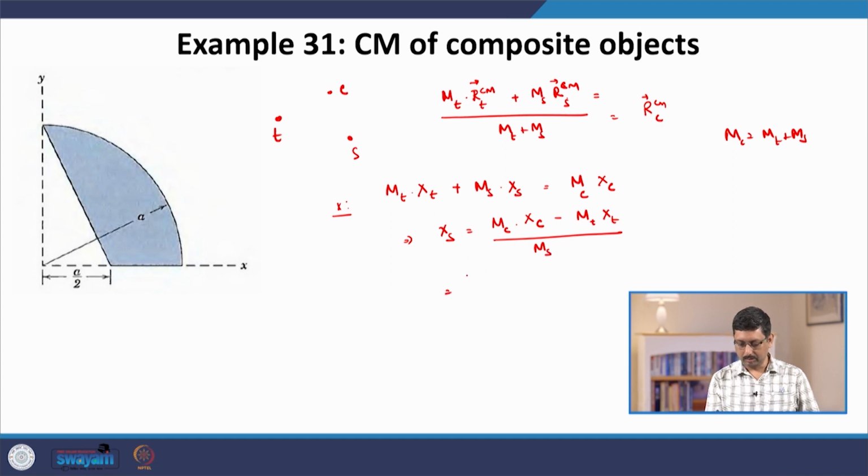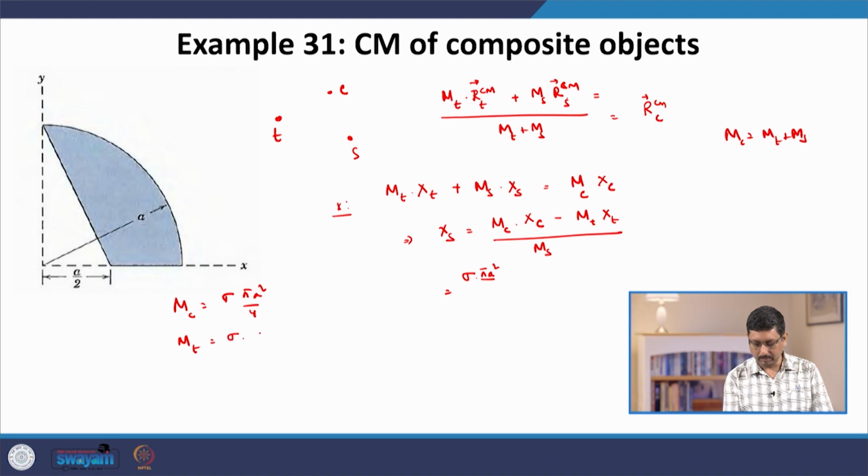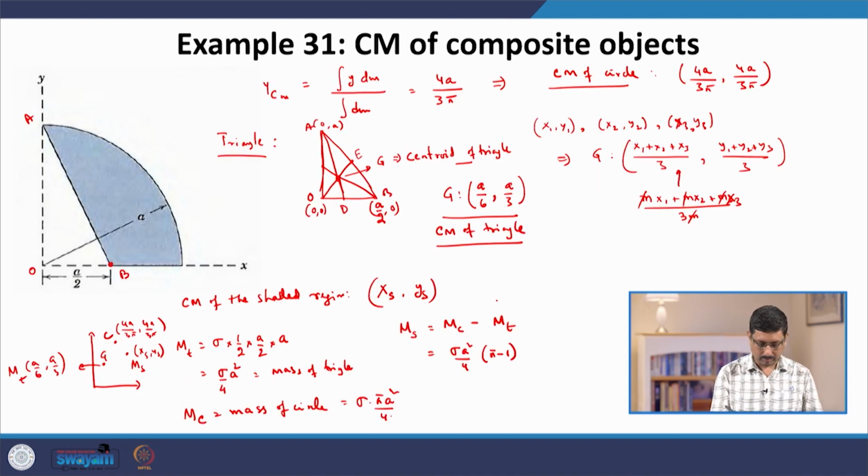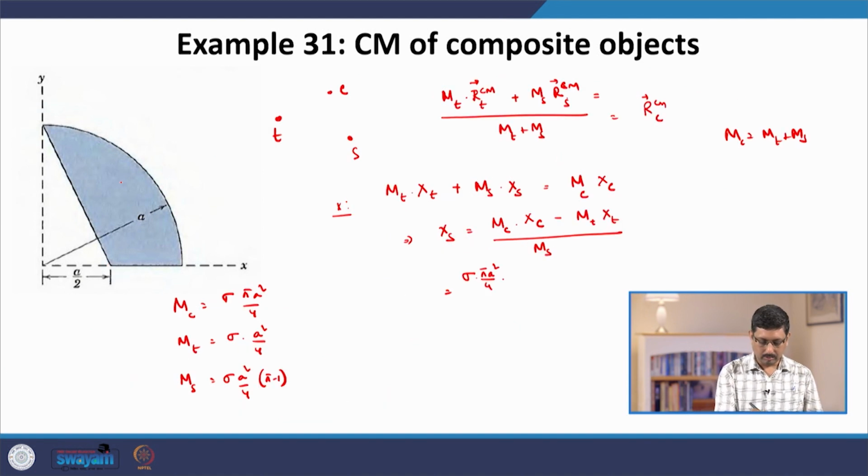Our m_c we have found to be sigma times pi s square. So, let us note down the values. m_c is sigma times pi s square by 4, m_t is sigma times s square by 4, and m_s is sigma s square by 4 into pi minus 1, and we have our x_c. The x_c was the center of mass of the circle, located at 4a by 3 pi, 4a by 3 pi. This is the c, this is a by 6, a by 3, and let us say this is our x_s and y_s.